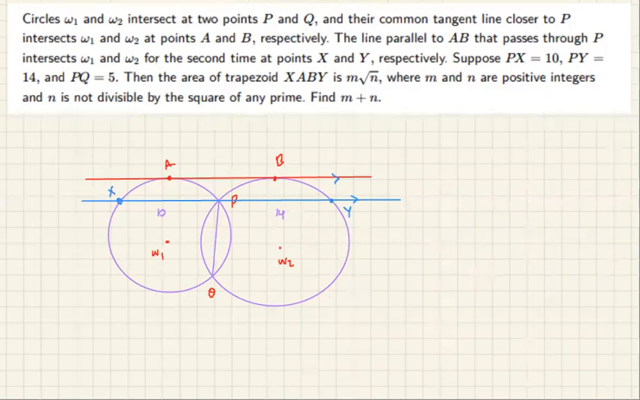Okay, so there is lots of information, but let's see what we are trying to find: the area of the trapezoid XABY. So we'll connect these points. We know AB and XY are parallel, so we probably need to find AB as well as the height. And there's a 5 going on right there. So far I guess it's not too bad.